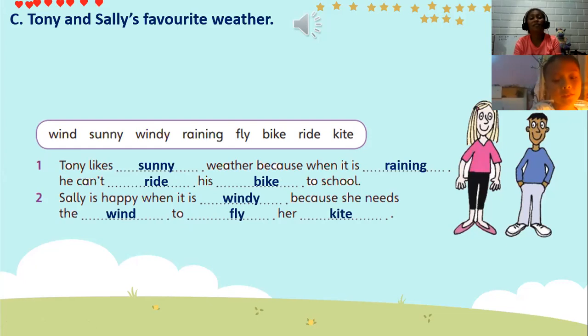Tony likes sunny weather because when it is raining, he can ride his bike to school. Sally is happy when it is windy because she needs the wind to fly her kite. Okay, Sally is happy when it is windy because she needs the wind to fly her kite.